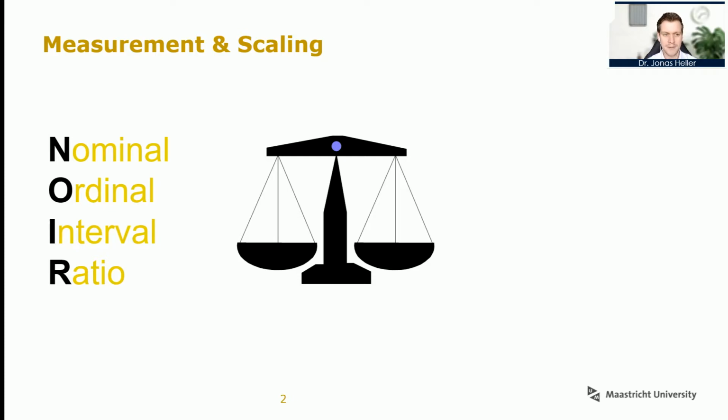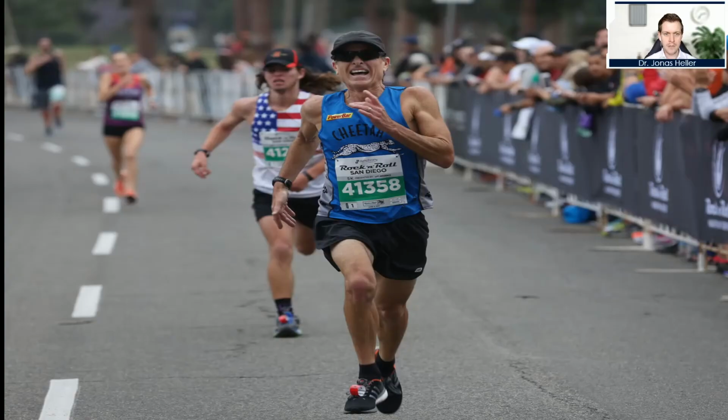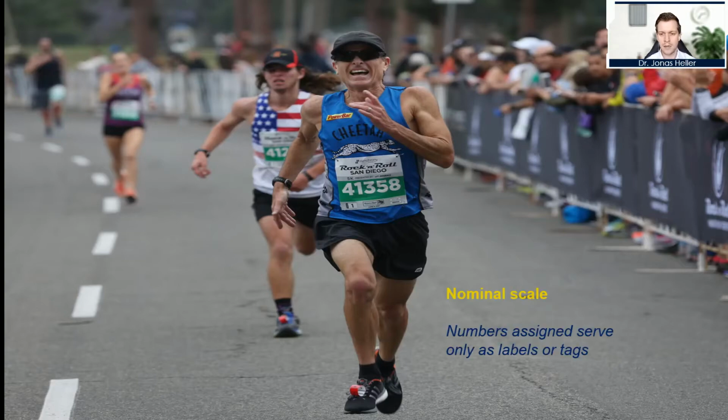Namely, they're called nominal, ordinal, interval, and ratio, and we use the acronym NOIR to remember these four different types of measurements. Nominal is the lowest level scale, whereas ratio is the highest level scale. This is important later on when we talk about down or upgrading your measurements. So let's take this example here of runners and start with the most basic or lowest level of scale, which would be a nominal scale.